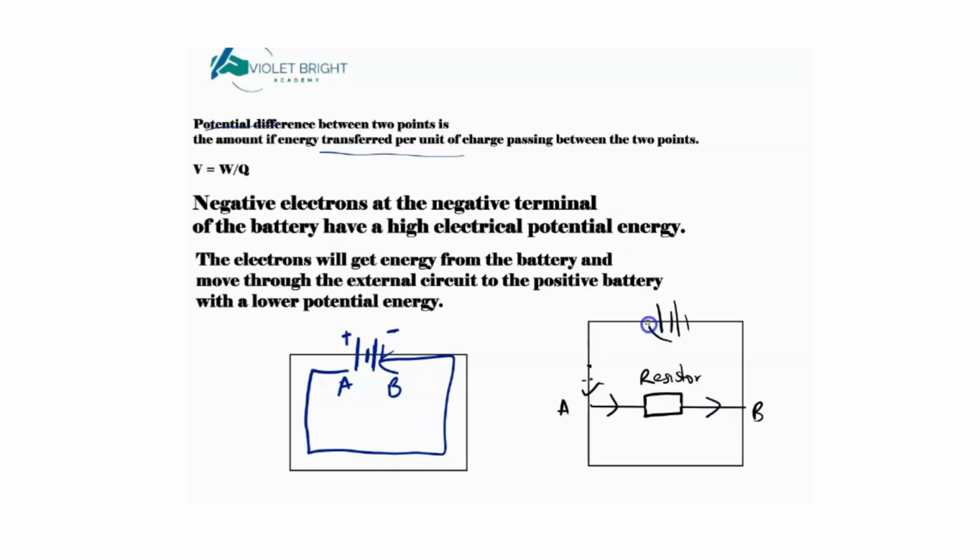Remember, potential difference and EMF are two different things. EMF is the maximum voltage or the maximum energy. We call it electromotive force. It is the maximum amount of energy that the battery supplies throughout the circuit, supplied by the battery.